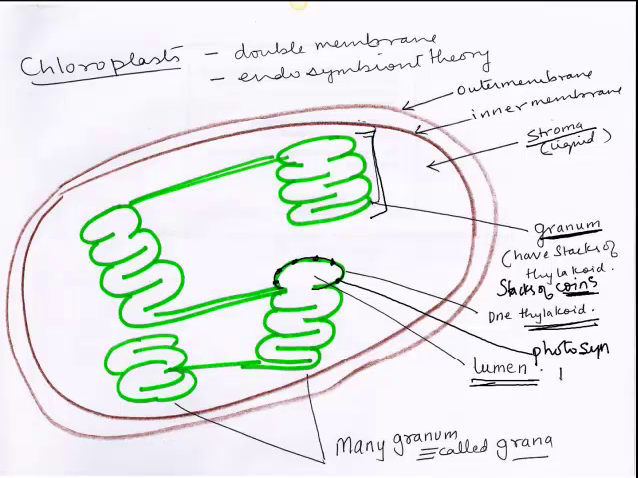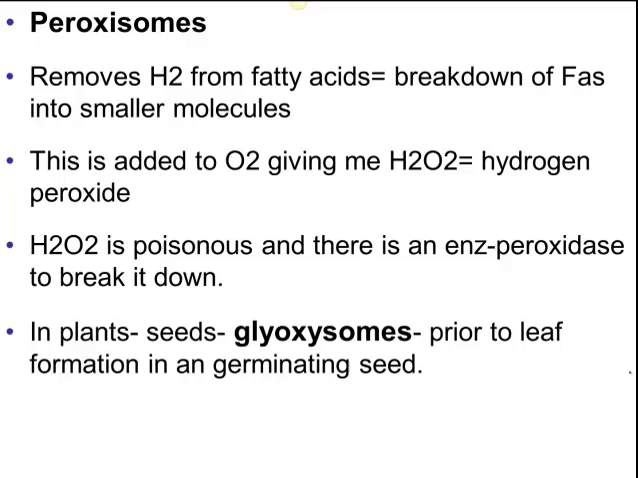Photosynthetic pigments are present in photocenters. Many granum together are called grana in plural. Then you come across another organelle called peroxisomes.